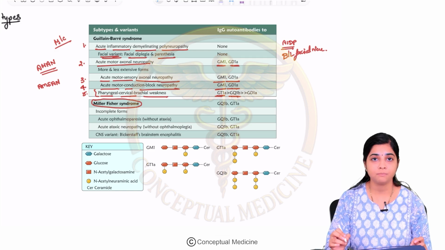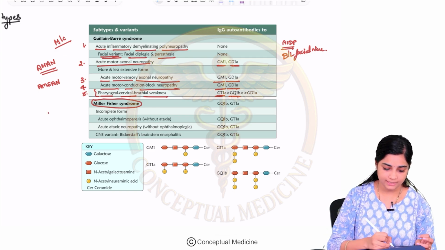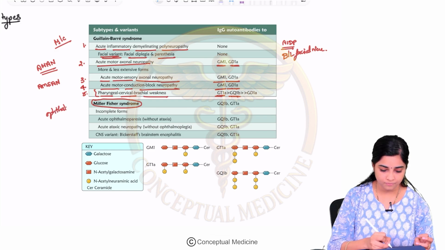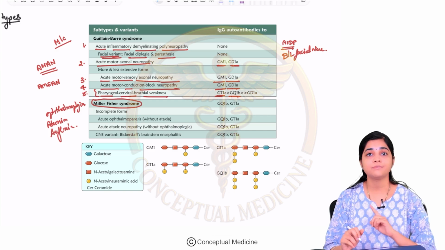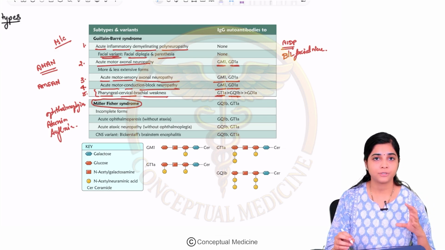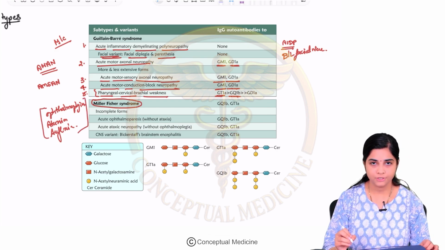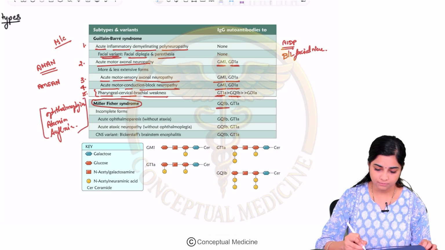peculiar type of syndrome, which is your Miller-Fisher variant. Okay, so this Miller-Fisher variant does not really have weakness. Miller-Fisher variant has ophthalmoplegia, ataxia, and areflexia. Okay, so weakness will not be a prominent feature in your Miller-Fisher syndrome. Rather, this Miller-Fisher syndrome is basically characterized by ophthalmoplegia. So predominantly cranial nerve involvement, ophthalmoplegia, ataxia, and areflexia. So this is what we call the triad of Miller-Fisher variant, and here you have GQ1b antibodies.